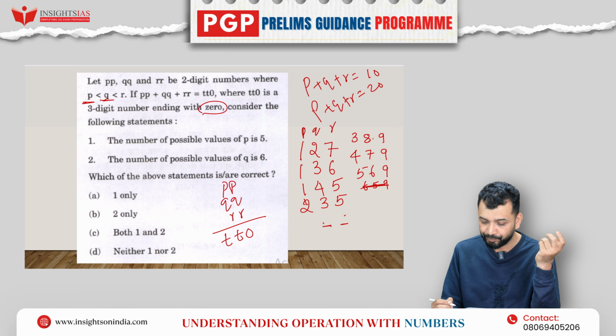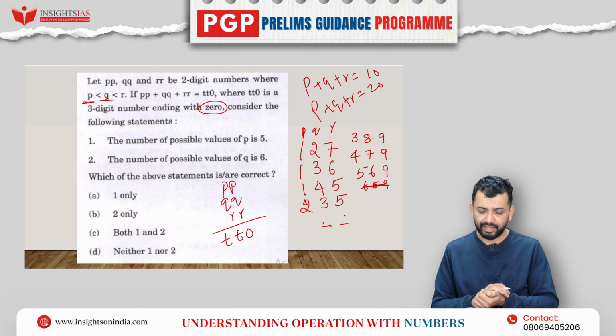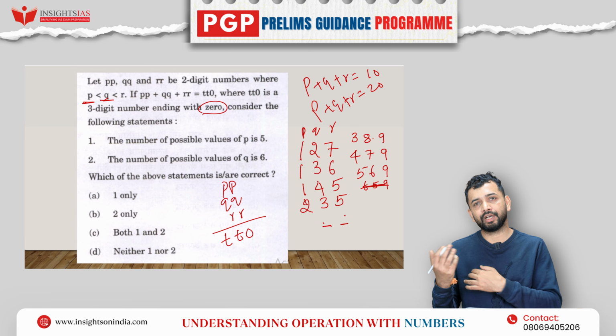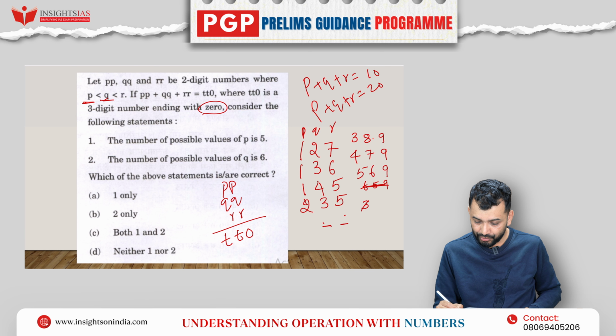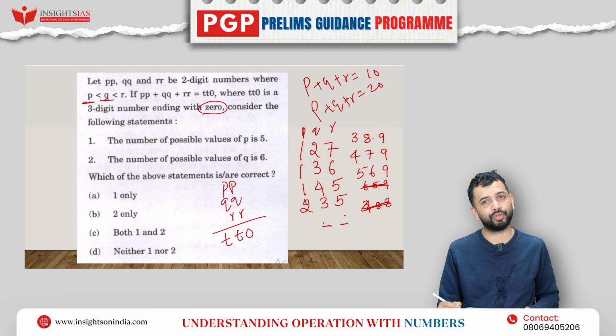Is there anything else that you can think of? Think of any other number where you can have, for example, let's say 4 here, and let's say I have 8 here. 4 plus 8 is how much? 12. Then this will also become 8, which is not a possibility.